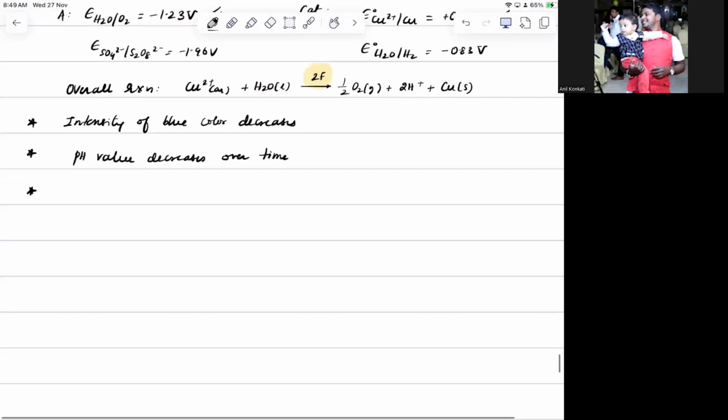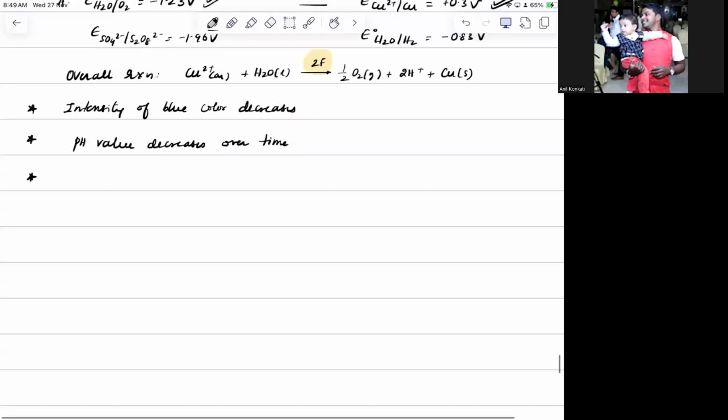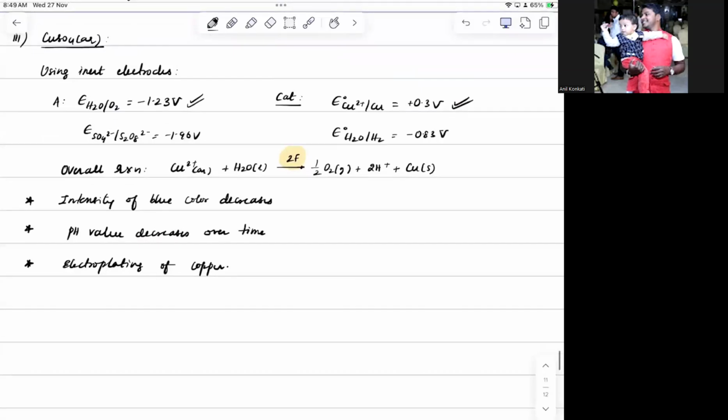Third thing you will notice, correct? Yeah, this is mainly used for electroplating of copper. Electroplating of copper, right? So these three are the important points you need to remember.